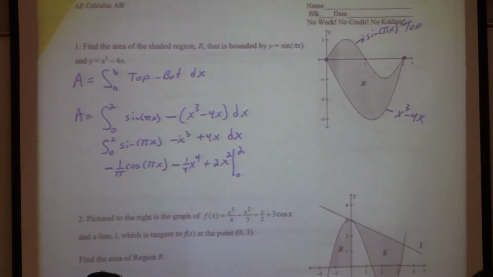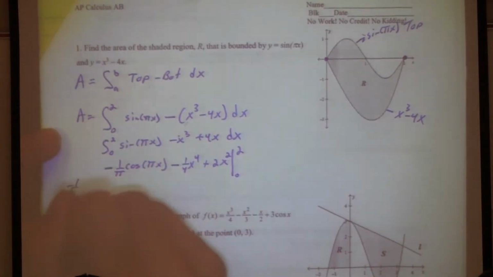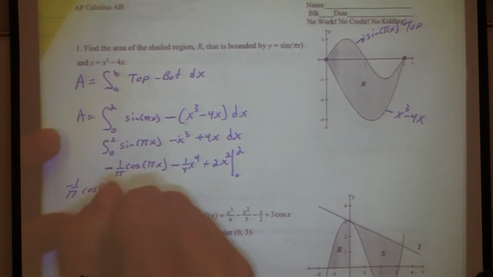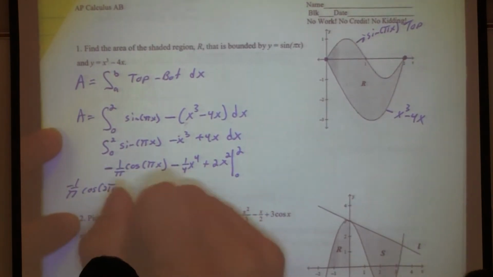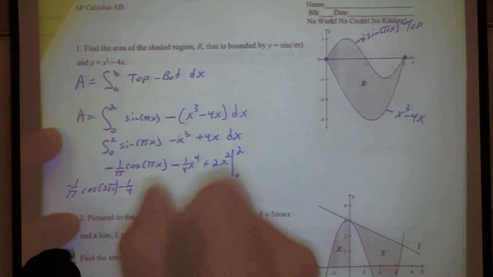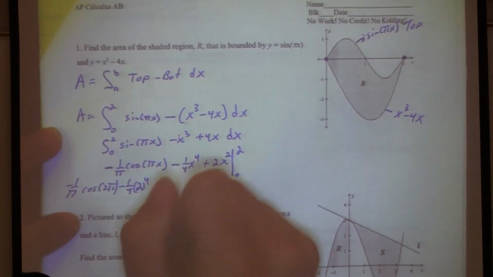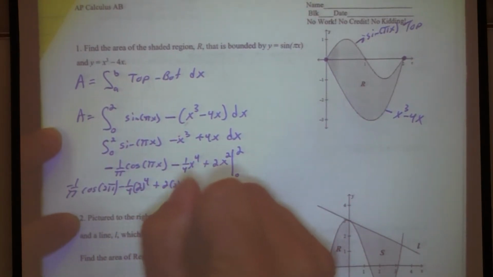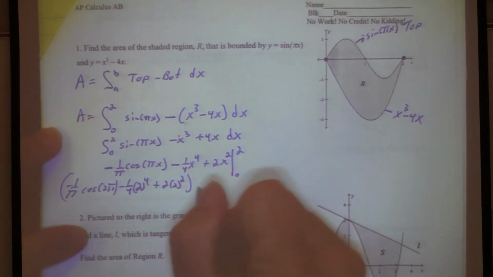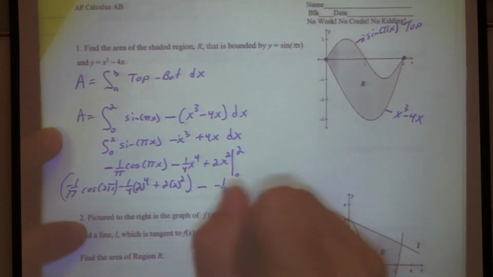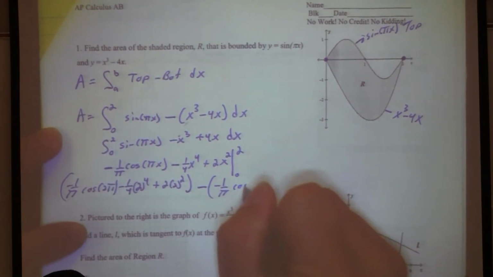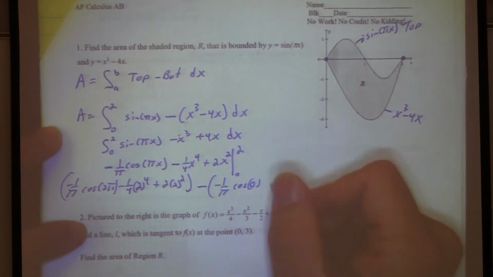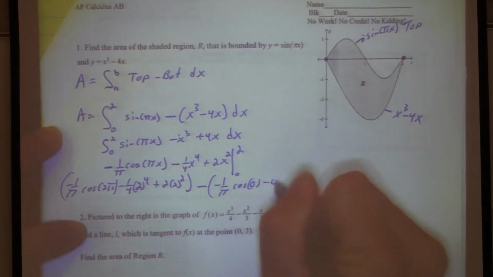Alright, so let's do it. Plug in the 2. Negative 1 over pi cosine of 2 pi minus 1/4 2 to the 4th plus 2 times 2 to the 2nd, all of that minus negative 1 over pi cosine of 0, and then I think the other two are going to be 0, right?